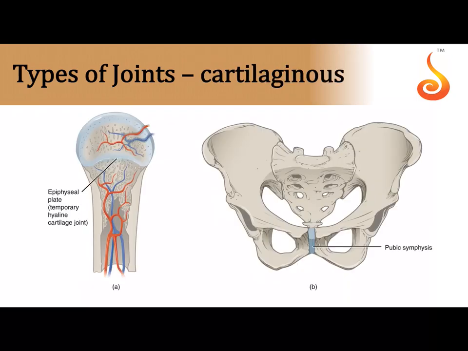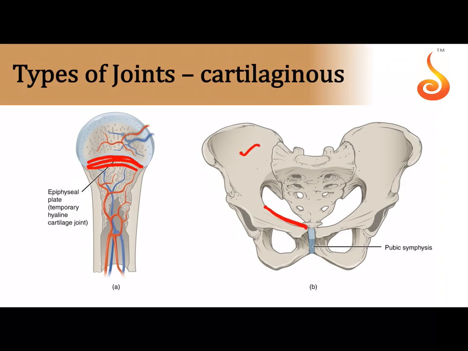Then you have cartilaginous joints. At the end of your long bones you have a region where the bone is actively growing, and that region is called the epiphyseal plate. It is a temporary hyaline cartilage joint. As the bone elongates, it becomes thinner and thinner, and this is your coxal bone.